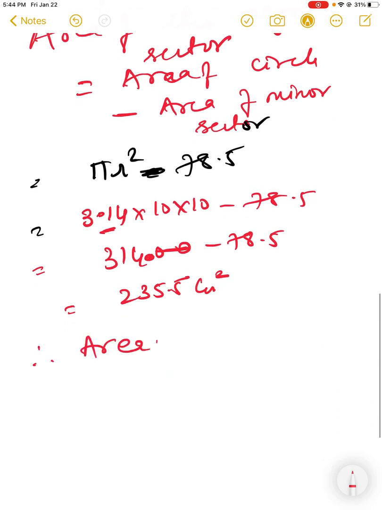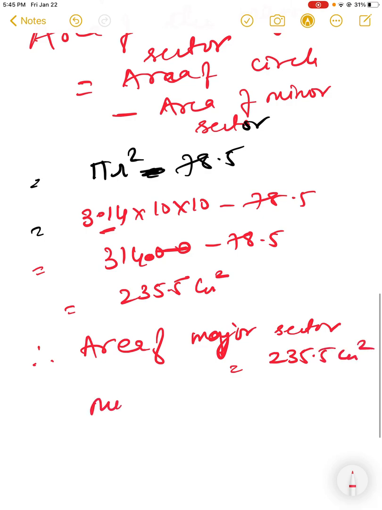So therefore, the area of the major sector is 235.5 centimeter square and the minor segment is 28.5 centimeter square.